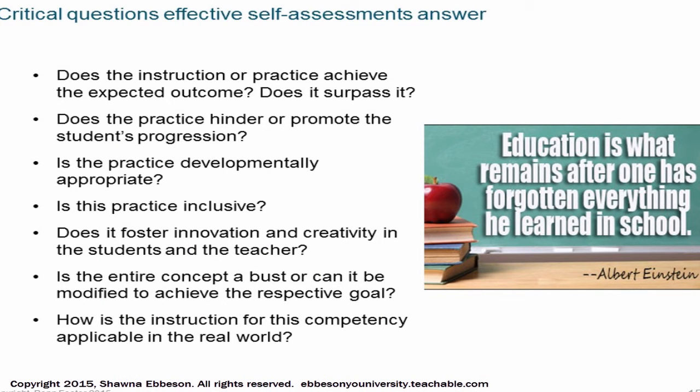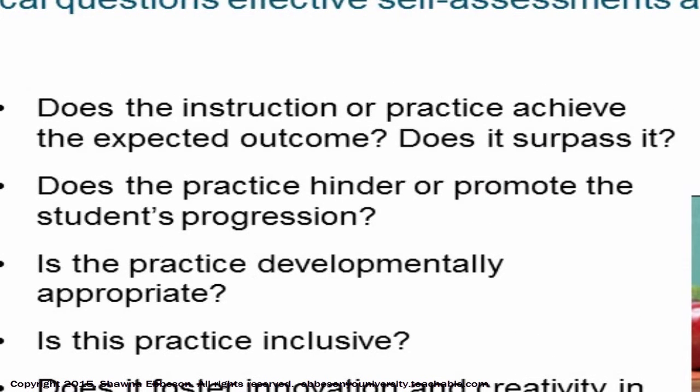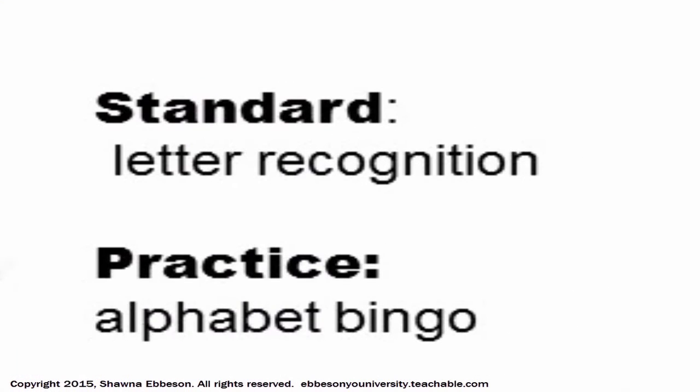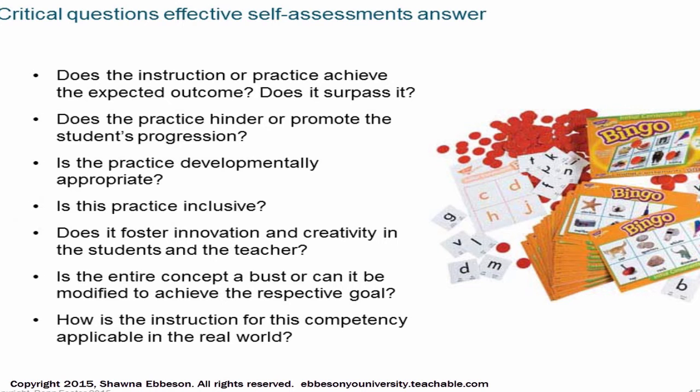The first question that you need to ask yourself when you're assessing something like this is, does it meet the intended goal? It definitely meets the standard of letter recognition. Does the game surpass the intended outcome? Little tiny red circles is not a developmentally appropriate item for them. It's in their mouths. It's a choking hazard. We found a no to one of our main critical questions.